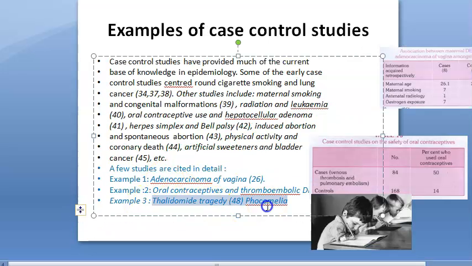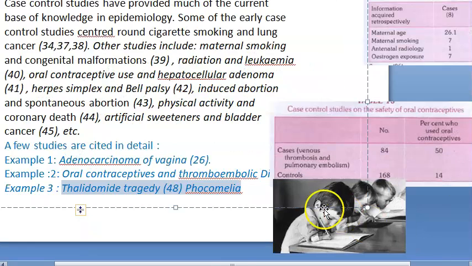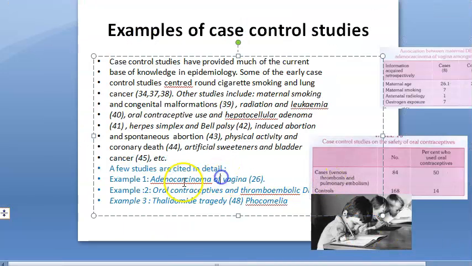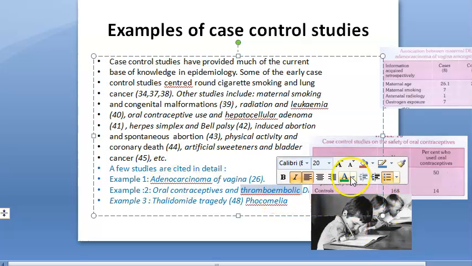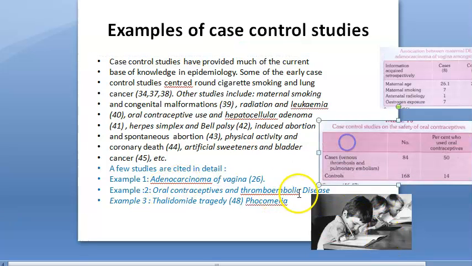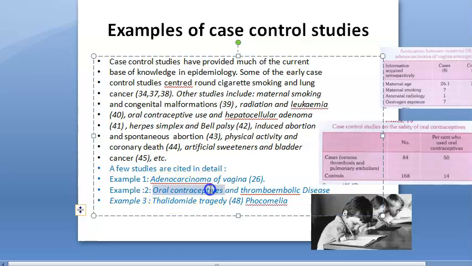Examples, guys, you can remember very well the thalidomide tragedy. If people have phocomelia, go and check whether they had thalidomide exposure. Something like that. And if somebody has thromboembolic disease, find out whether they were taking oral contraceptive pills. Something like this. You go backwards, basically.